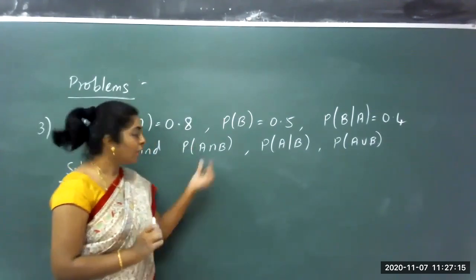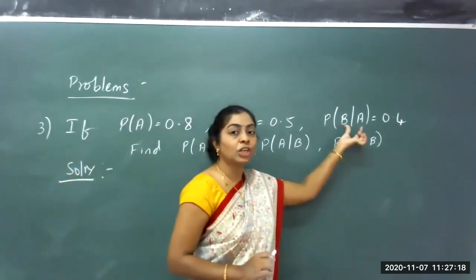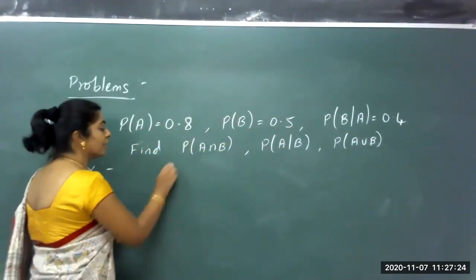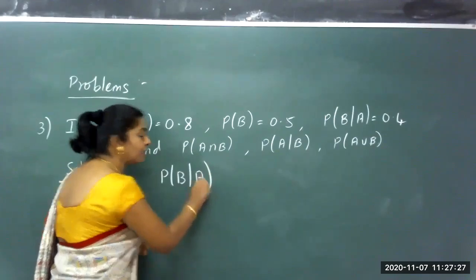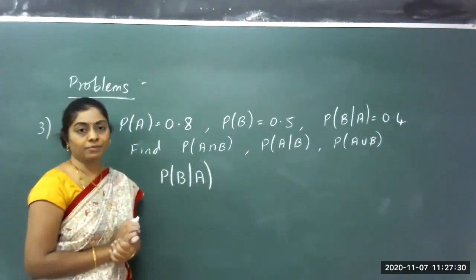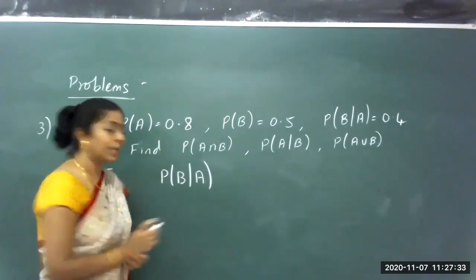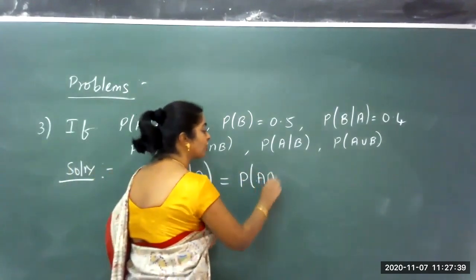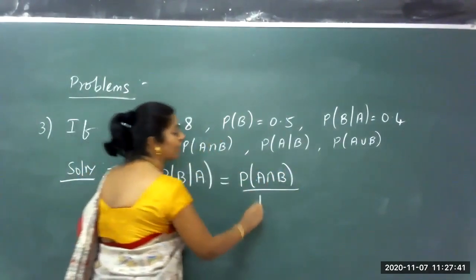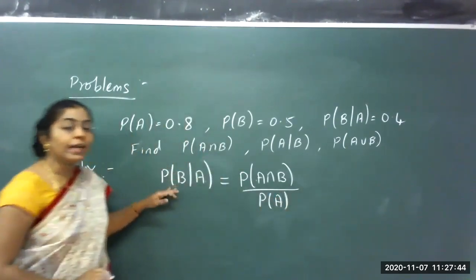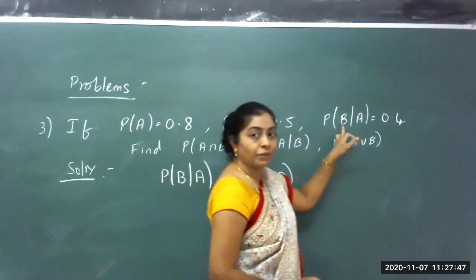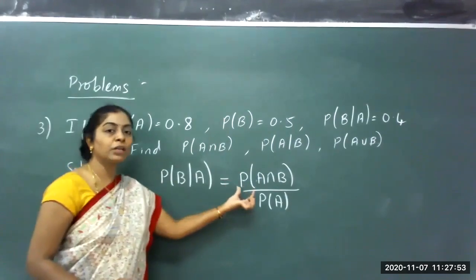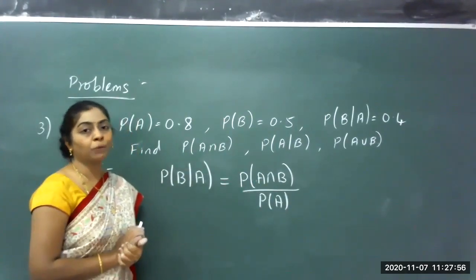each one of them. To find this, I make use of the formula of conditional probability of B when event A has occurred. Conditional probability of event B when A has occurred is given by the formula probability of A intersection B divided by the probability of which event has occurred? We already have the value of conditional probability of event B when A has occurred.